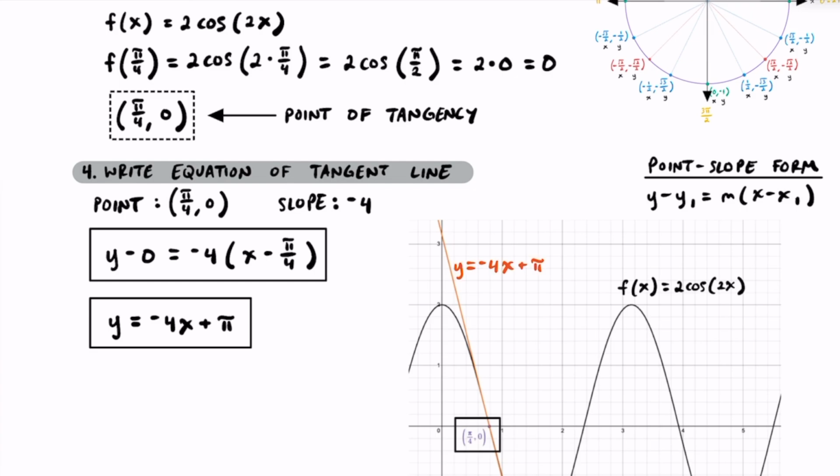And then we have the equation of this tangent line. You can see this tangent line is going to have that slope of negative 4, which we found earlier using the derivative. And hopefully it makes sense. The y-intercept also seems to be pretty reasonable at pi because it's hitting the y-axis right above 3 here, or a little bit around 3.14.